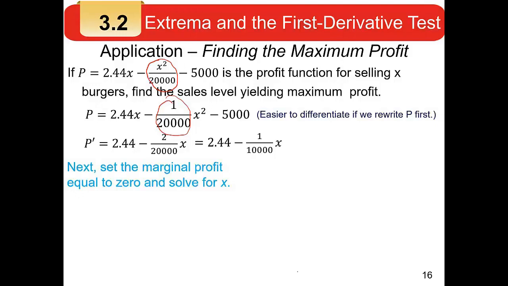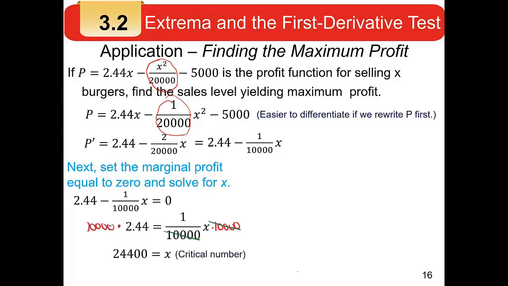That's the marginal profit. It's just a polynomial function, so there won't be any values from the derivative being undefined. So you just have to set the marginal profit equal to 0, solve for x, and that comes out to be, through the algebra, 24,400. So you're going to get maximum profit if you sell 24,400 burgers.